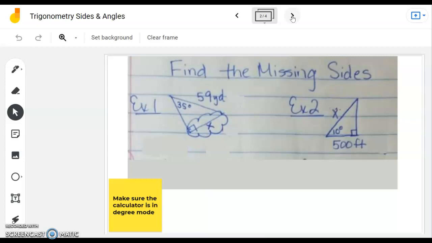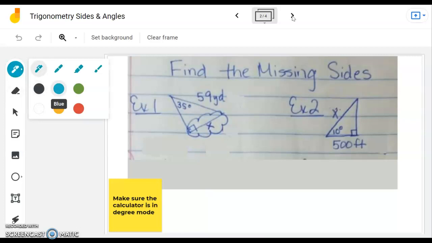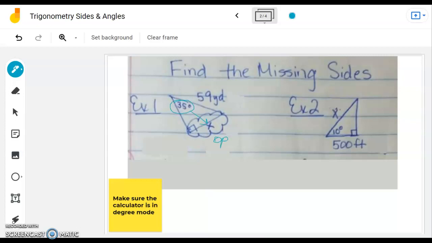Okay, so now that our calculator is in degree mode, we want to find the missing sides of the triangle. We do have a right triangle. Here is our theta. And it looks like we're being given the hypotenuse, so we do need to label our sides based on theta. And you only have to label the sides that are given and that you're trying to find. So here's theta, so I'm going to circle theta. That means x is the opposite side, so I'm going to label that opposite.